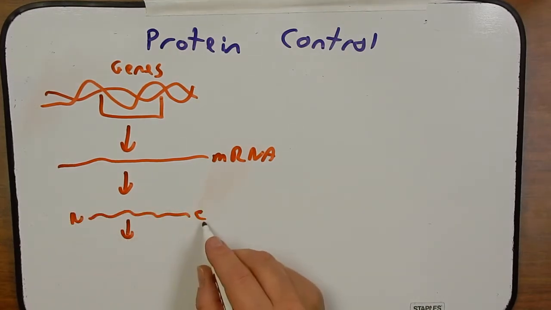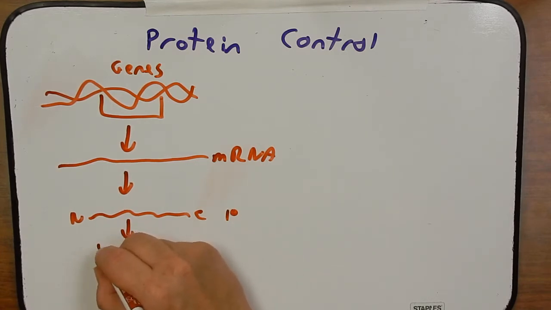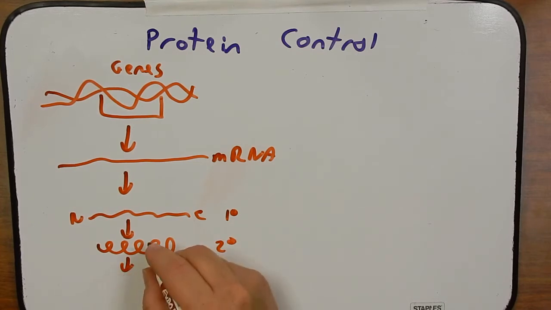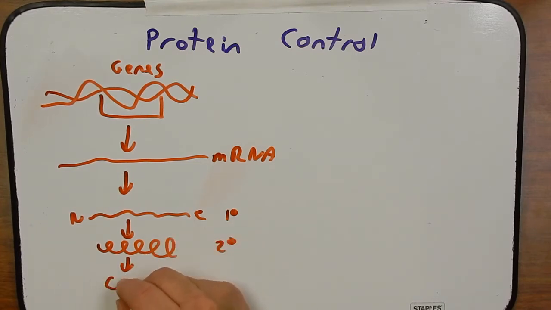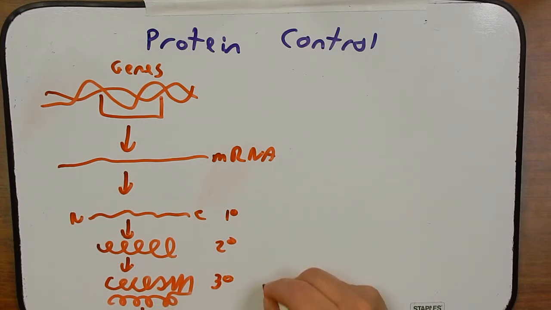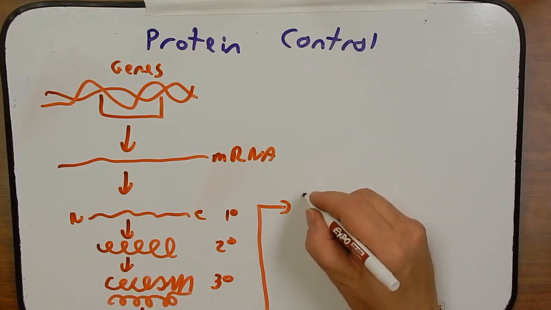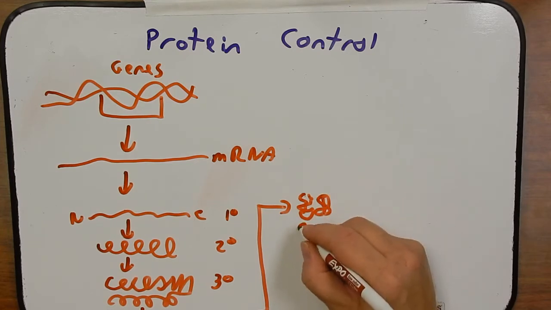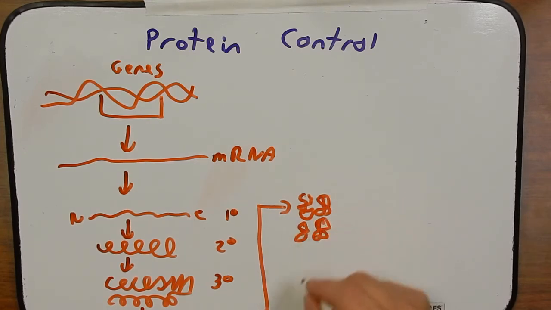We learned that this protein drawn here is the primary structure. We then learned that it could fold into a secondary structure like an alpha helix. We then learned that this alpha helix or the beta sheets could then fold upon each other into a tertiary structure. And then we learned that these tertiary structures sometimes can form quaternary structures, where there's multiple subunits in one protein complex.